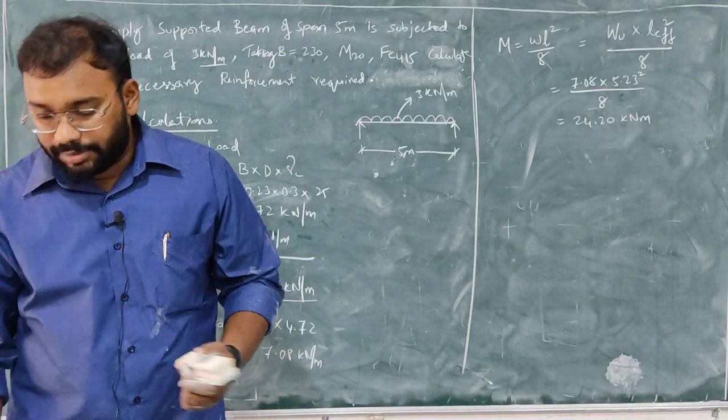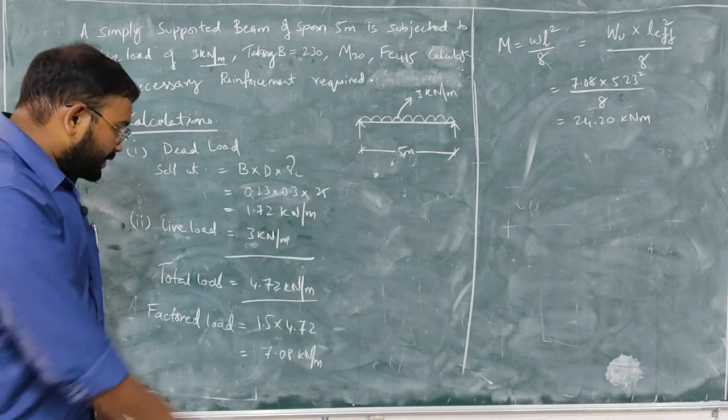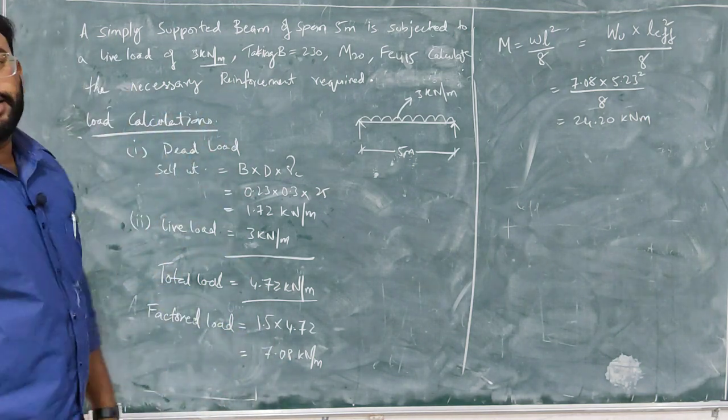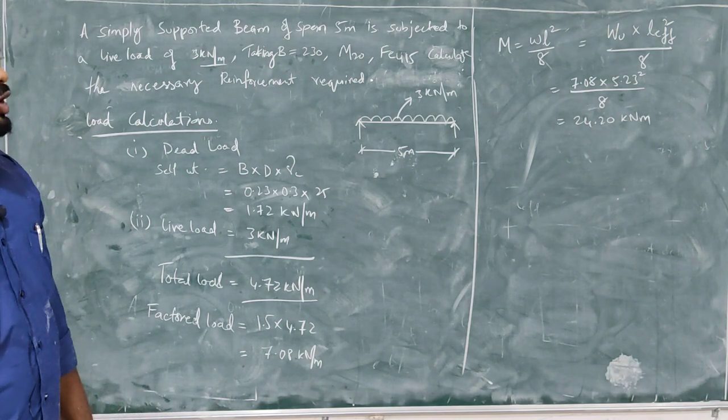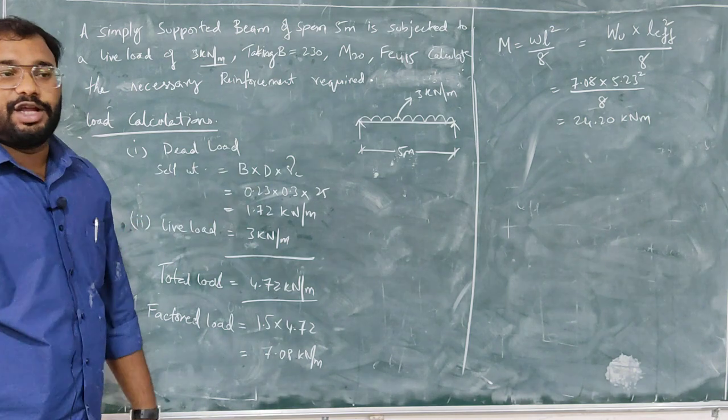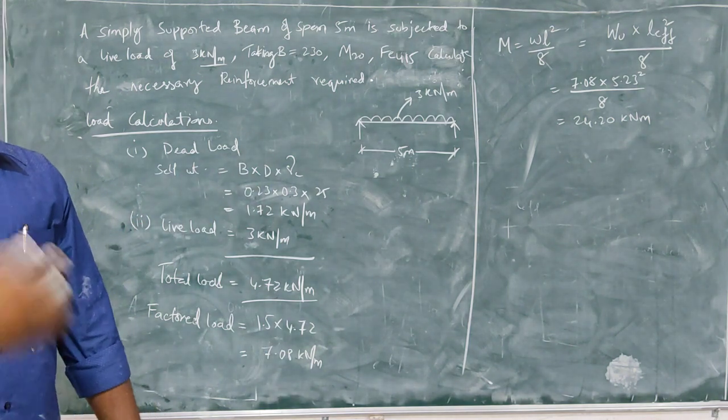Units are kilonewton meter. Why? Because we have substituted load in kilonewton per meter and span in meters. So this will be kilonewton meter. Of course, moment will have units of kilonewton meter. It is force into distance.